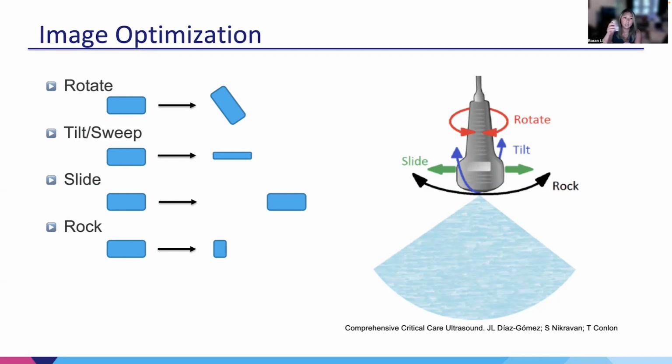Sliding just means that you take the probe and you move it again, all in the same plane, but not changing the rotation around a y-axis, just moving along the same plane. And then rocking is moving in the direction or away from the direction of the probe indicator. So there are variations of the same thing, but again, important for everyone to have a unified vocabulary.